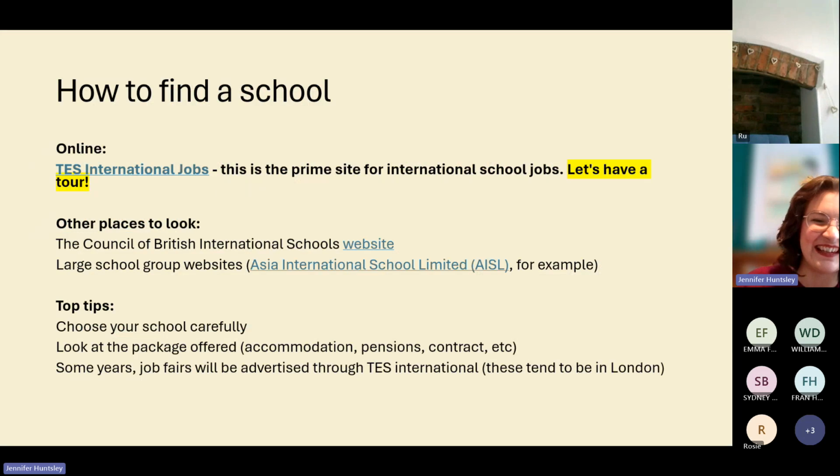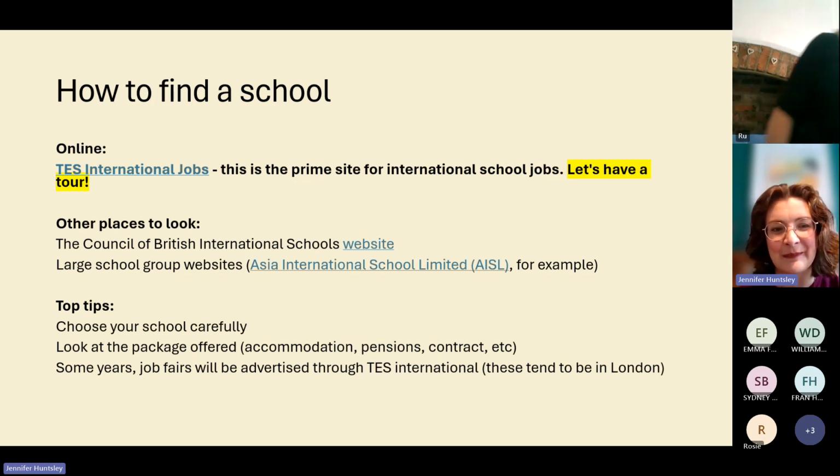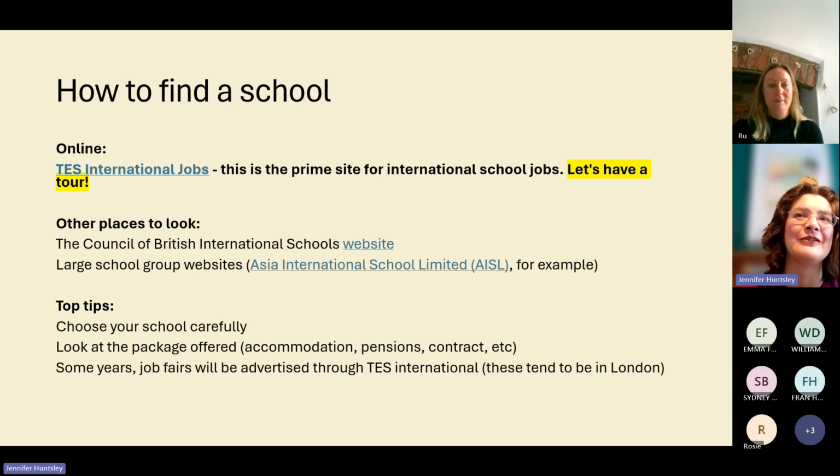I'll move on then to the next slide. The next thing to think about then is how to find a school. As Rue mentioned earlier, TES International is a really good place to start looking for international jobs, because many international schools will use TES International as the first port of call for advertising the roles that are available. Rue, did you want to have a look at the website now?